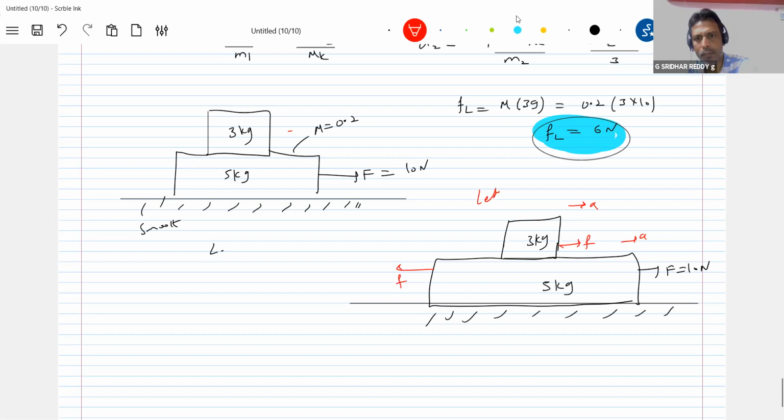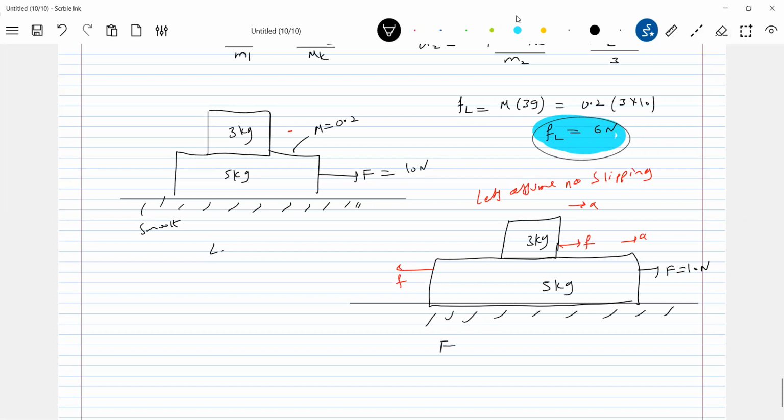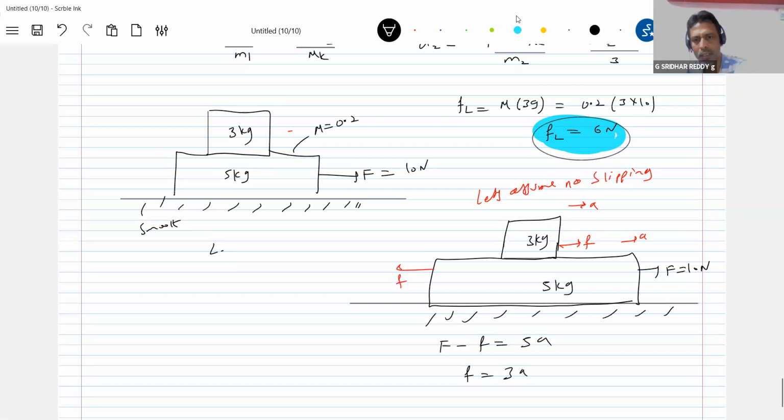Let's assume no slipping. So when no slipping occurs, what is the friction force that should act? It should be static friction. So I'll write down the equation. F minus small f equals 5a, and f equals 3a on the upper block. Let me add these up.